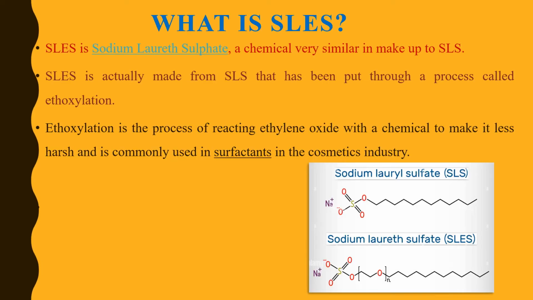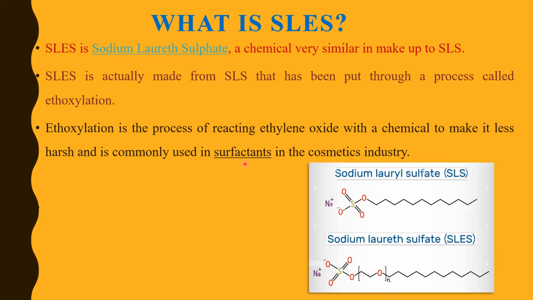First, it is mandatory to know what SLES actually is. Sodium laureth sulfate is a chemical very similar to SLS, and it is actually made from SLS that has been put through a process called ethoxylation. So SLES is a compound synthesized from SLS, the major compound, through ethoxylation. Ethoxylation is a process of reacting ethylene oxide with a chemical to make it less harsh, and it is commonly used to make surfactants in almost all the cosmetic industries.